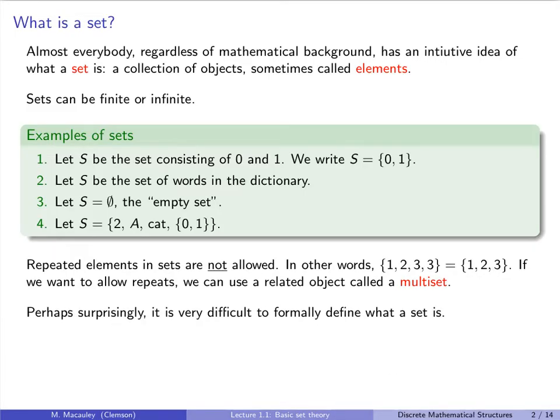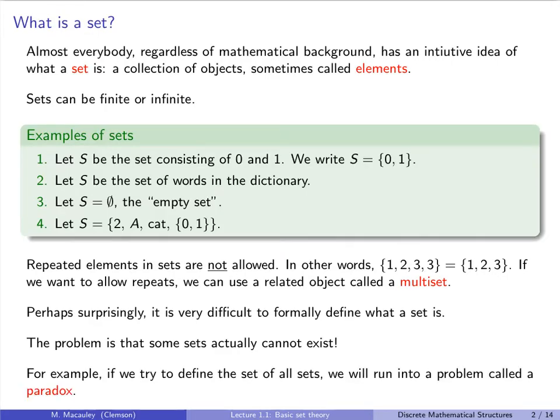Now, one thing that I am not going to do is give a rigorous mathematical definition for what a set is. I think that it suffices to talk about informally a set being a collection of objects which are called elements. And the reason is that it's actually difficult to formally do this. The problem is that some things that we think could be sets could not exist. For example, if we try to define the set of all sets, we will run into a problem called a paradox.